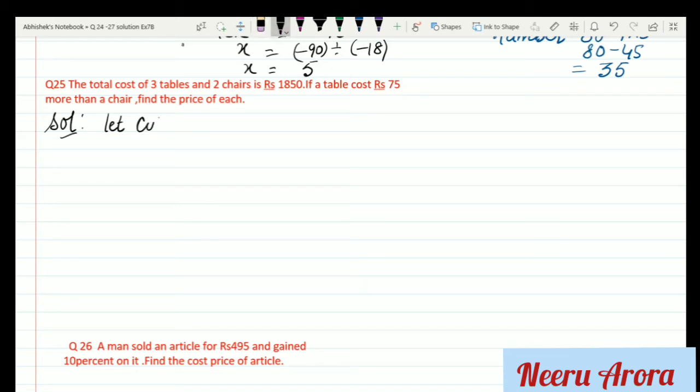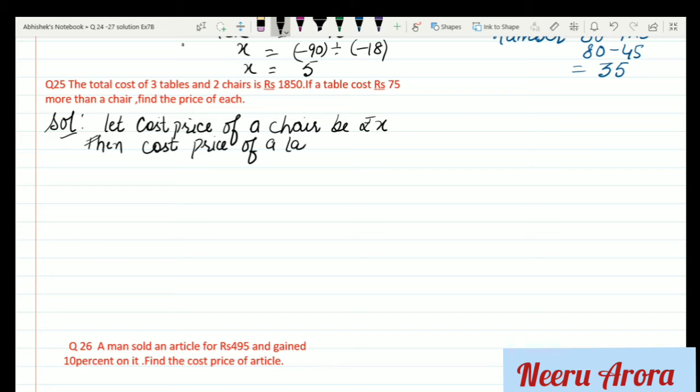So let the cost price of a chair be rupees x. Then the cost price of a table will be 75 more than that, that is x plus 75.